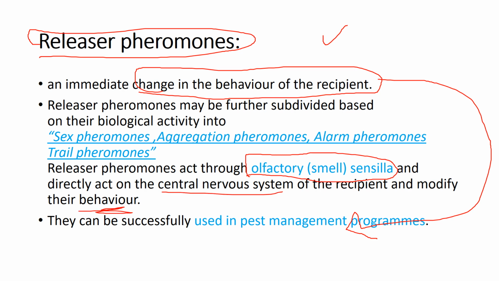There are basically four kinds of releaser pheromones, the most important being sex pheromones, aggregation pheromones, alarm pheromones and trail pheromones. We will deal with each pheromone in the upcoming classes. Today we will mainly deal with sex pheromones.